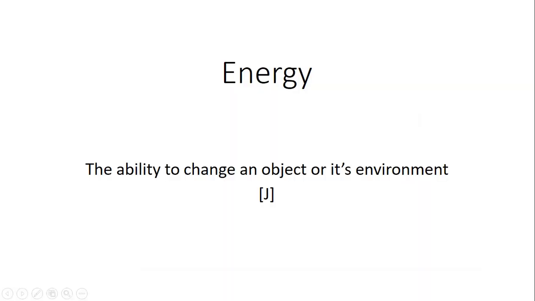In this lesson, we're going to be talking about energy. Energy is the ability to change an object or its environment. So if something is going to be different later than it is now, whether it's in terms of its height or if it's moving or if it's changing colors or if it's growing, these all require energy to make that change. Energy is measured in joules. That's the units for energy. And that capital J that you see there in the brackets, that is how we represent joules.